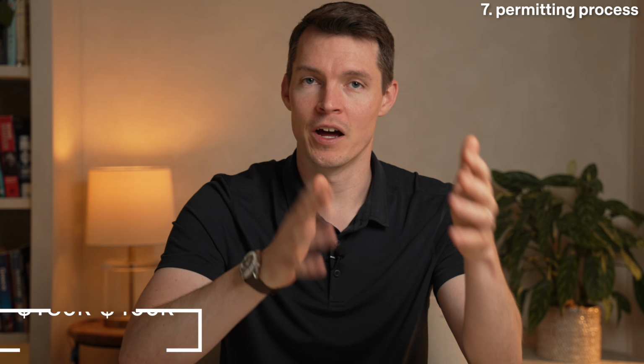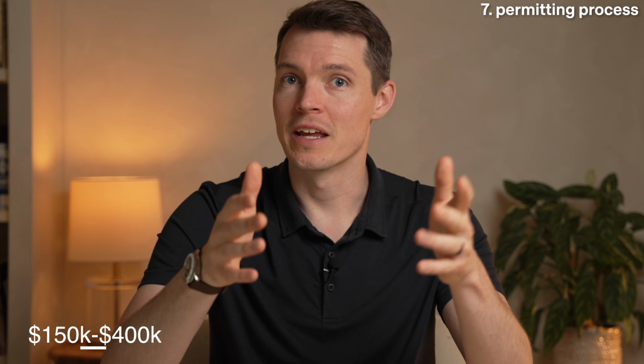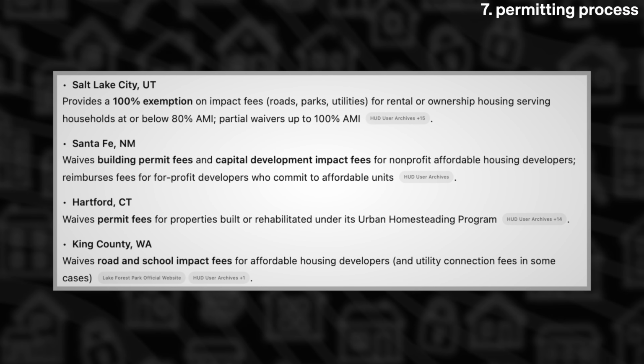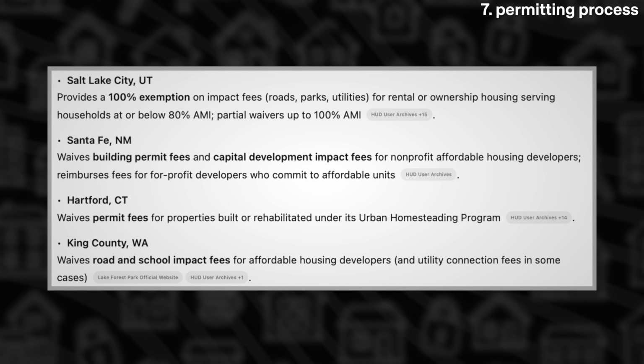As a ballpark, a 60 to 100 unit affordable multifamily project could have anywhere from $150,000 to $400,000 in total permit fees. But again, this all depends on your jurisdiction. And some jurisdictions offer reduced or waived permit fees for affordable housing, so make sure to ask for that early if that's available. Finally, remember that both your grading permit and your building permit are essential milestones to your project.